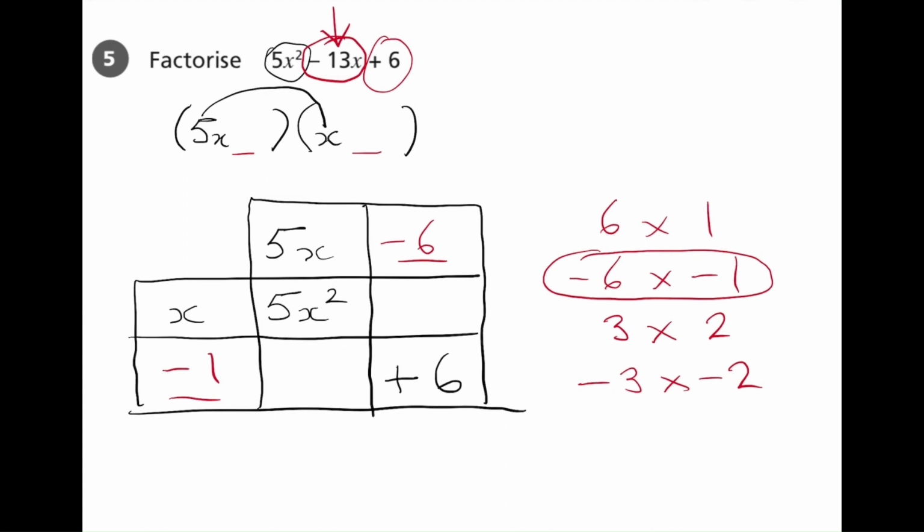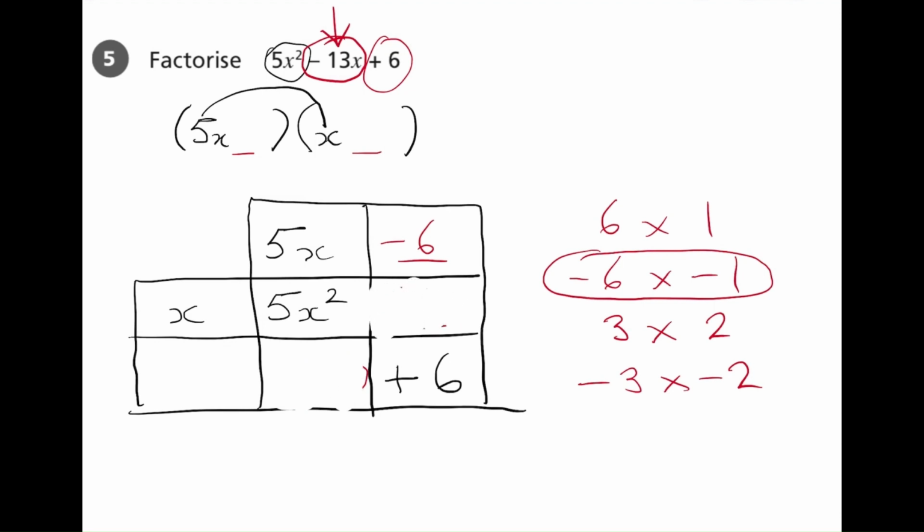So negative 6 by x, negative 6x, and 5x multiplied by negative 1 is negative 5x. And the aim is for these two terms to add together to make the negative 13. But unfortunately, we only get negative 11. So that option doesn't work. So we have to now try another option.